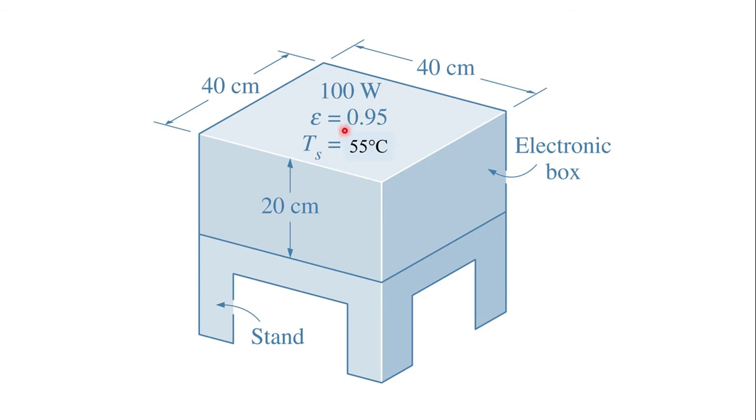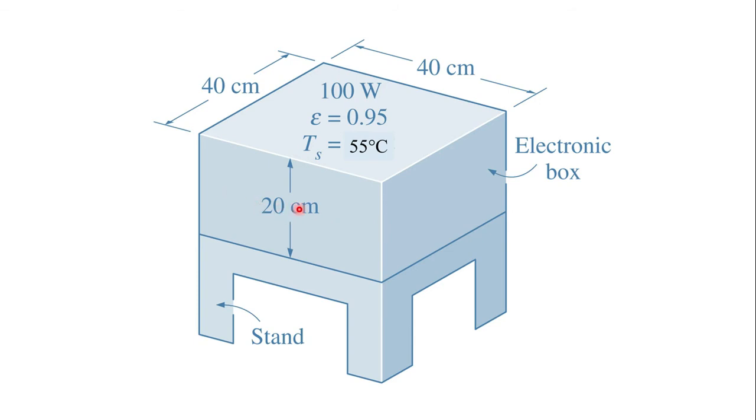The emissivity of this body placed on the stand is given as 0.95, and the temperature of this box will not exceed 55 degrees centigrade. It means that the temperature of this box is 55 degrees centigrade. So the heat will move from this box to the surrounding by the radiation process. It is given that the radiation heat transfer from the bottom surface is negligible. So we have 5 surfaces.